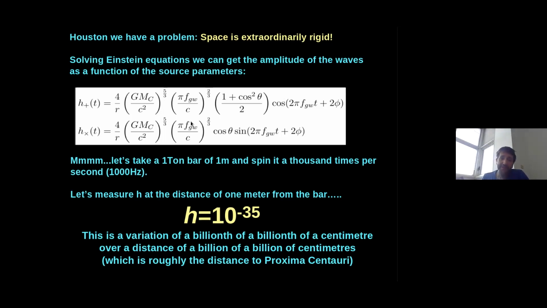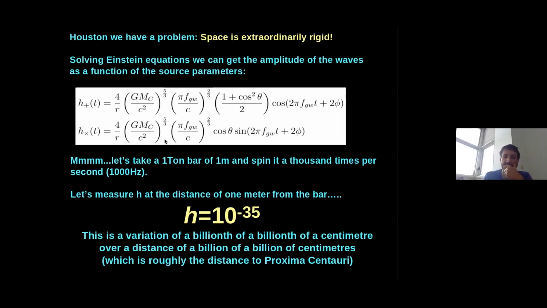You might put on paper a calculation and say, okay, what I would need to produce a gravitational wave that is detectable. Well, you can try to spin a bar of a ton, a bar of 1 meter in size, 1,000 times per second, and still this amplitude gets you to 10 to the minus 35, which is something that it's hopeless to detect.